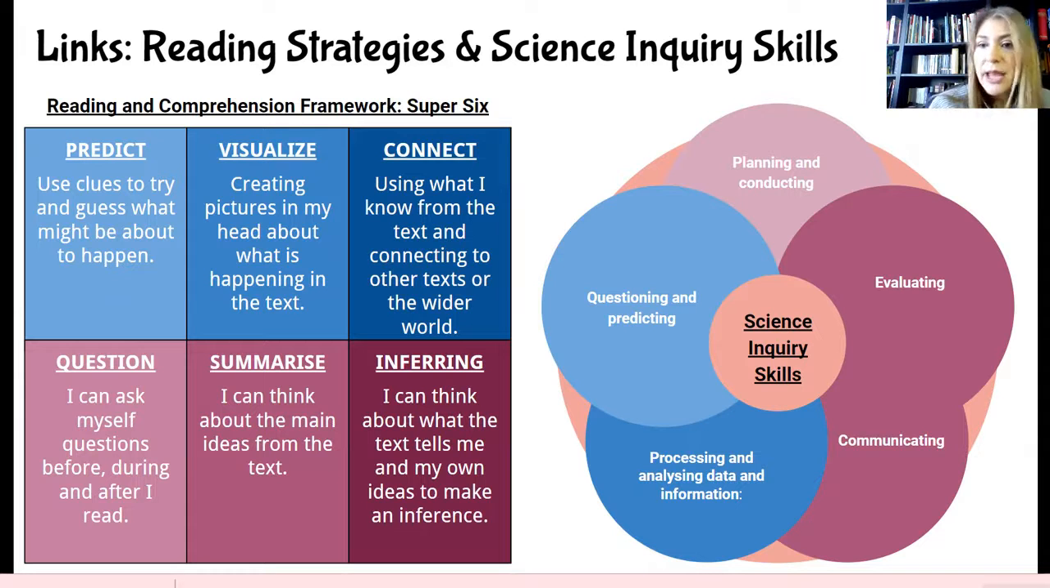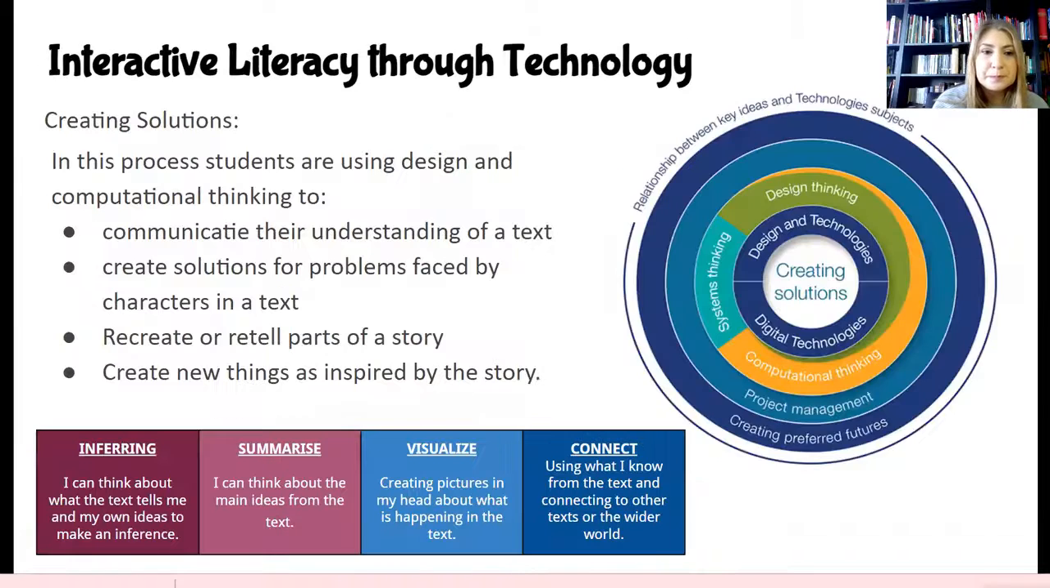By the same token, when we're teaching a scientific inquiry process, we're asking students to begin by questioning and predicting what might happen within their process, conducting a scientific inquiry, evaluating and communicating that scientific inquiry, and then looking at the data and information. So when they're predicting in a text, we're predicting in a scientific inquiry process. When we're questioning, summarizing, and inferring in a text, we're looking at the same sort of skills as evaluating and communicating in a scientific inquiry process.